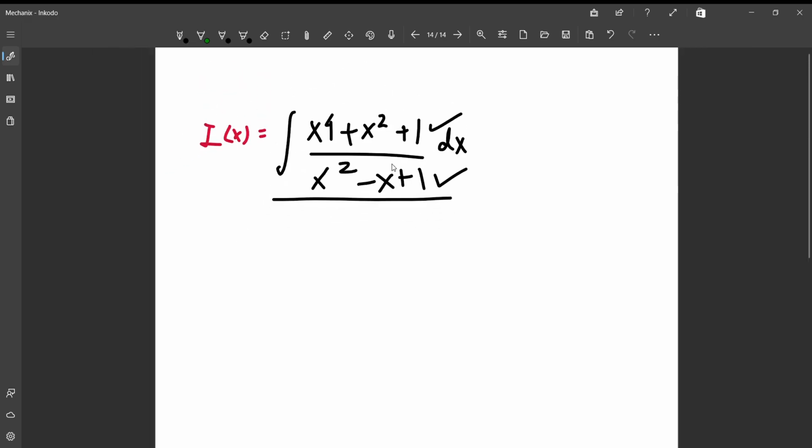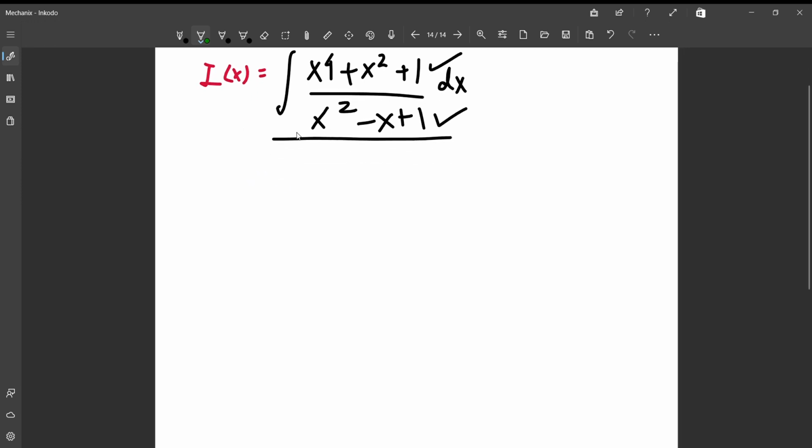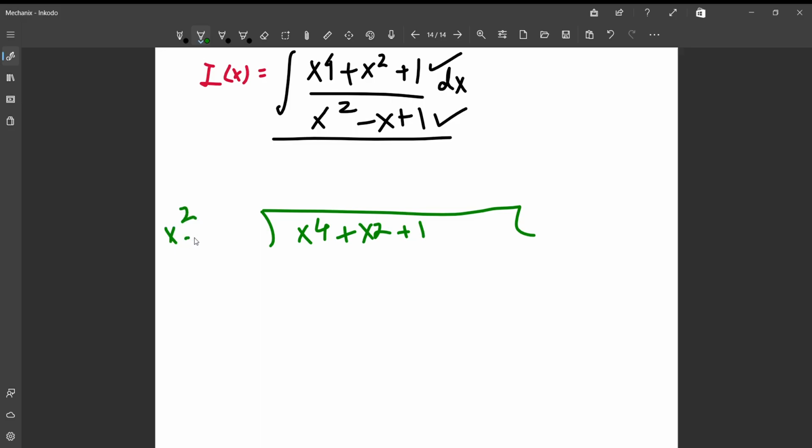So let us continue doing this and let us divide them properly. I hope you know how to divide a polynomial, right? It's quite similar to the way we divide numbers. Here is our x squared, x, x squared.